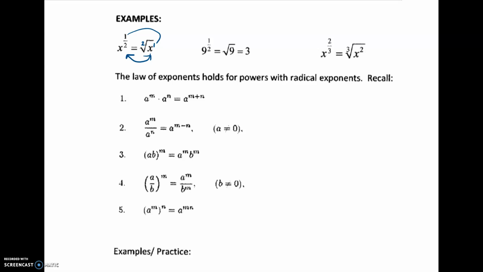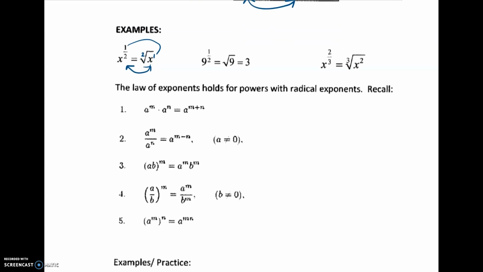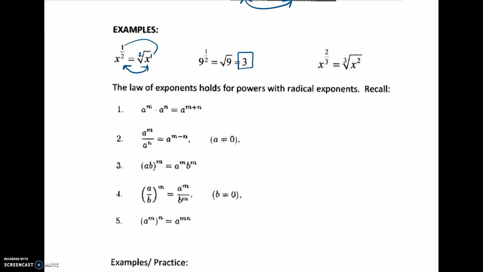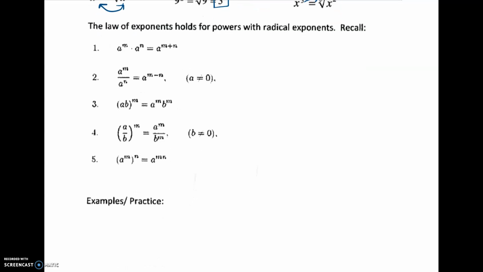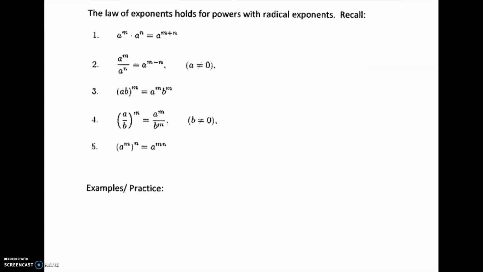One's written as an exponent, the other's written as a root or a radical. 9 to the 1/2 power is equivalent to the square root of 9. And what is the square root of 9? It's 3. X to the 2/3 power means the cube root of x squared. Remember, the numerator is the power, the denominator is the root, the cube root of x squared. So we're going to quickly talk about the laws of exponents because we're going to be using them a lot today.